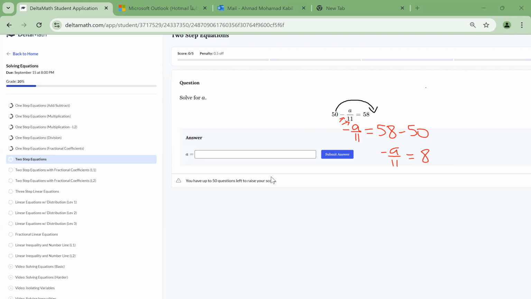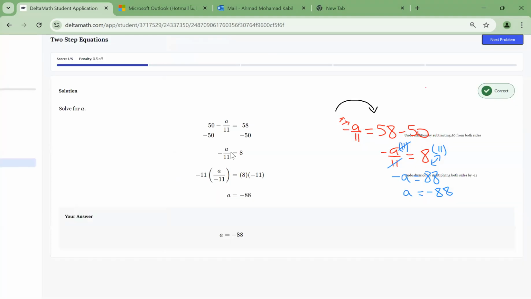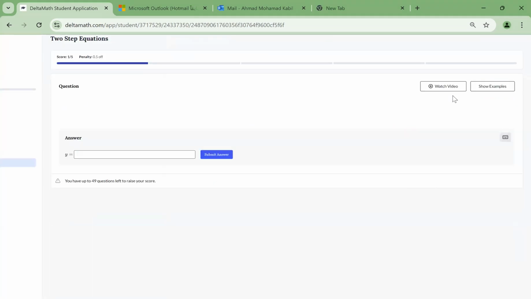We can now multiply both sides by 11. So these would cancel out. We have negative a equals 88. 8 times 11 is 88. So a equals negative 88. And this would be our final answer. And this is correct. Let's try another problem.